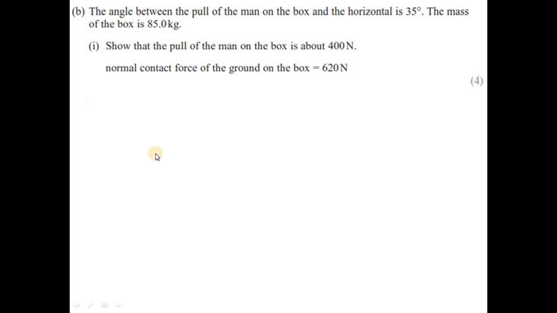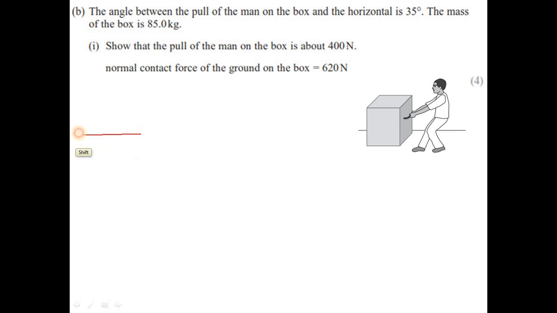So this is the diagram, and if you draw free body diagram according to this picture, this is the ground. Suppose this is a box. I'm just taking box as a particle, and the man is applying pull. So this is pull of the man, which is making 35 degree with the horizontal, which is given here.